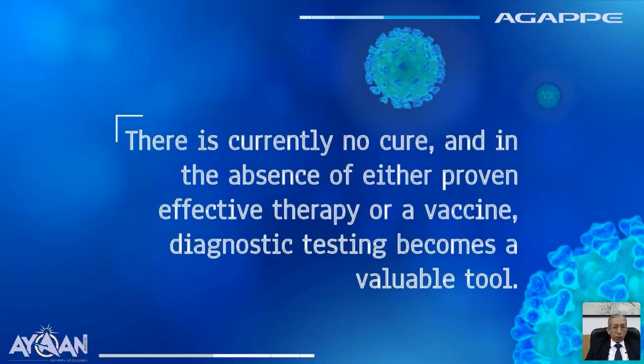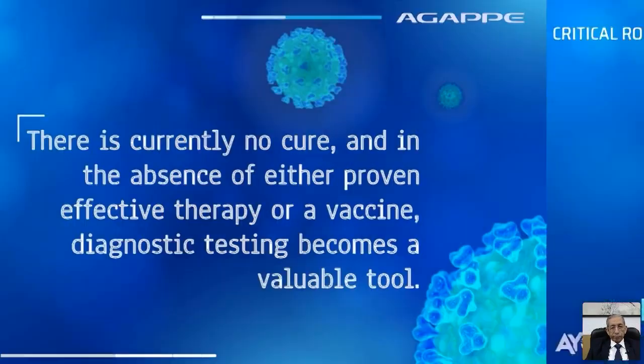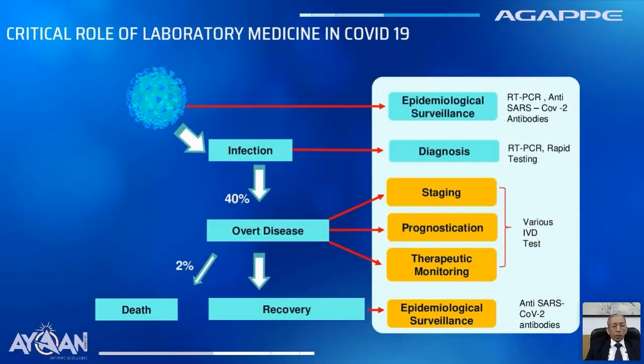There is currently no cure, and in the absence of either proven effective therapy or a vaccine, diagnostic testing becomes a valuable tool. Now, in the left-hand side picture it is shown that the virus is introduced into the body, and infection is there. The most important point to remember is that out of, let us say, 100 persons infected, only 40% will have the overt disease. The other 60% will not have any clinical manifestations, but at the same time, they are carriers and therefore they can infect others. The overt disease can be of two types.